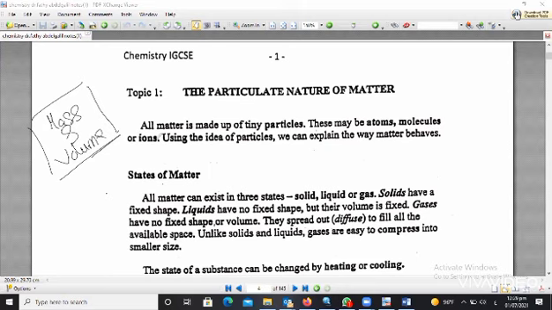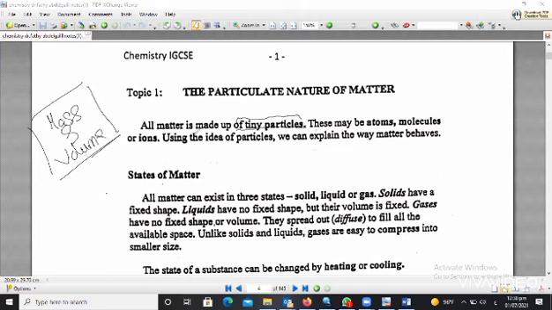You know that matter is made up of very tiny particles. These particles are named atoms, molecules, and even some types of ions. We will take in topic 3 the difference between atoms, molecules, and ions. But let's know that any substance, any object around you consists of tiny particles. These particles may be atoms, molecules, or even ions.